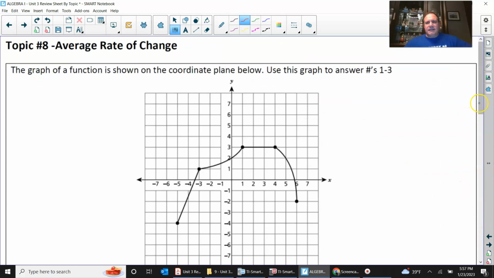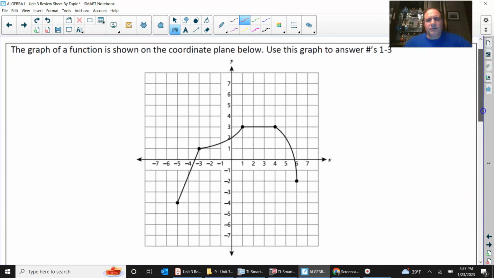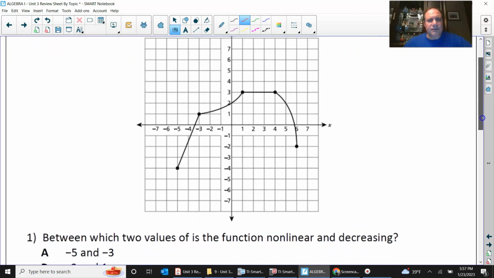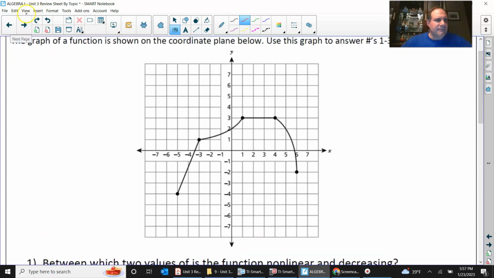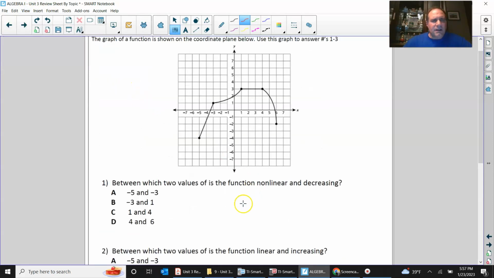All right, topic 8 and the last topic. The graph of the function shown below, use this graph to answer 1 to 3. And I'm going to just put this as a view and zoom in 150. Between which two values is the function nonlinear and decreasing? Nonlinear and decreasing would be right about here. That is nonlinear and decreasing.